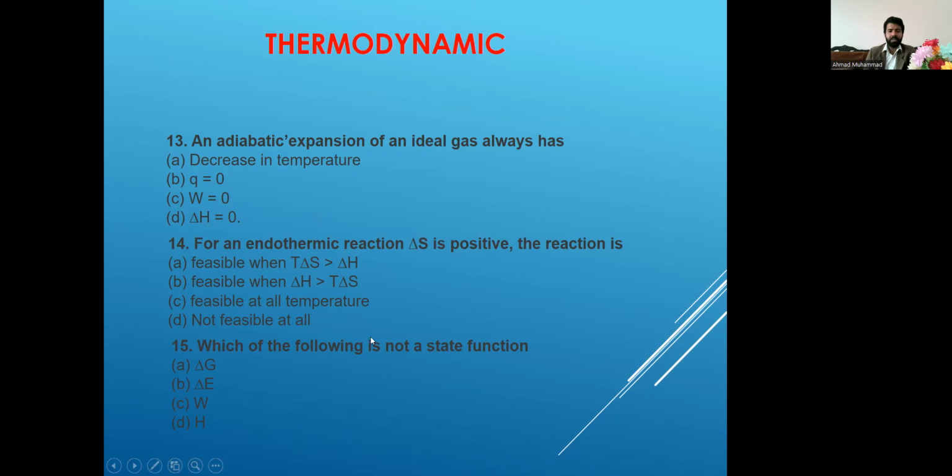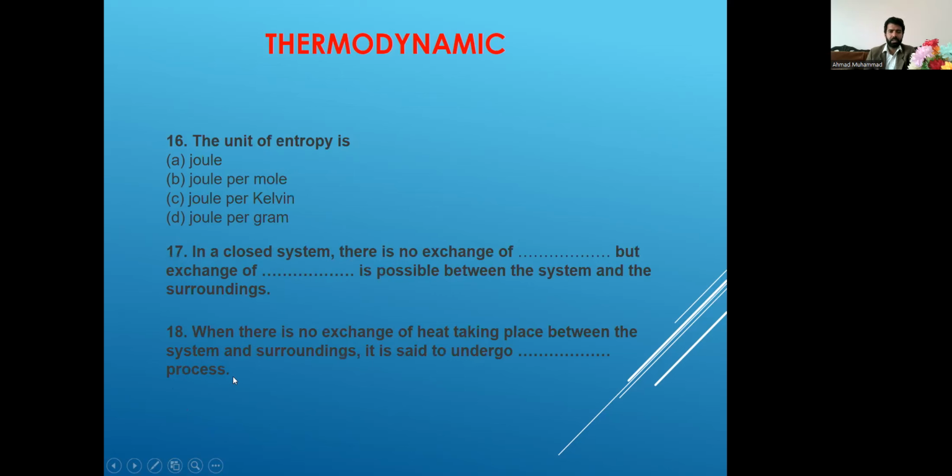Which of the following is not a state function? Del H is a state function. Del E is also a state function. Work is not a state function. And enthalpy is also a state function. So the right option is option C, because work is not a state function. Work is a path function.